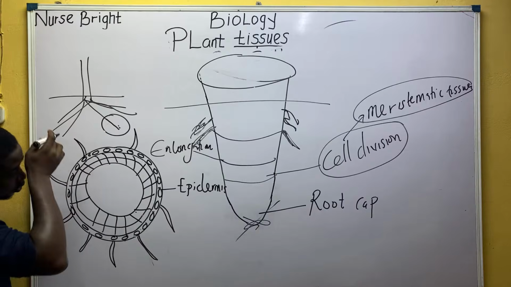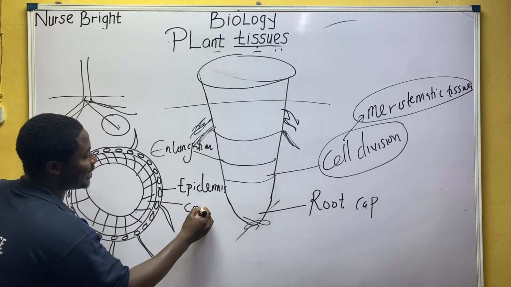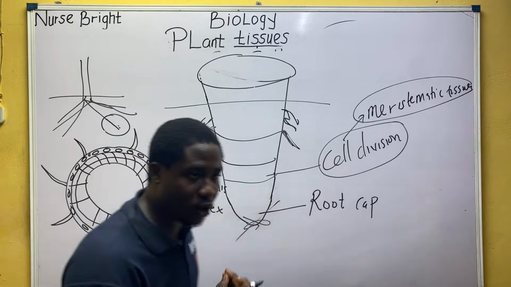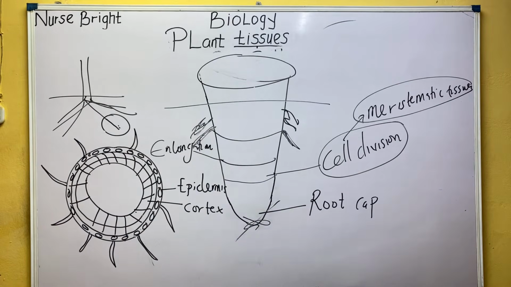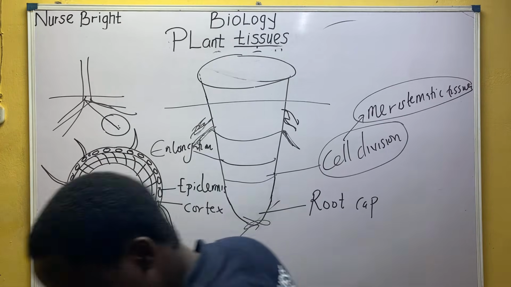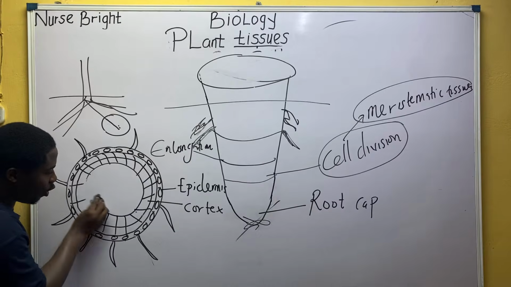All right, you can see what I've drawn. It's called the cortex. The next layer after the epidermis is called what? The cortex. Take note of that. It is called the cortex.